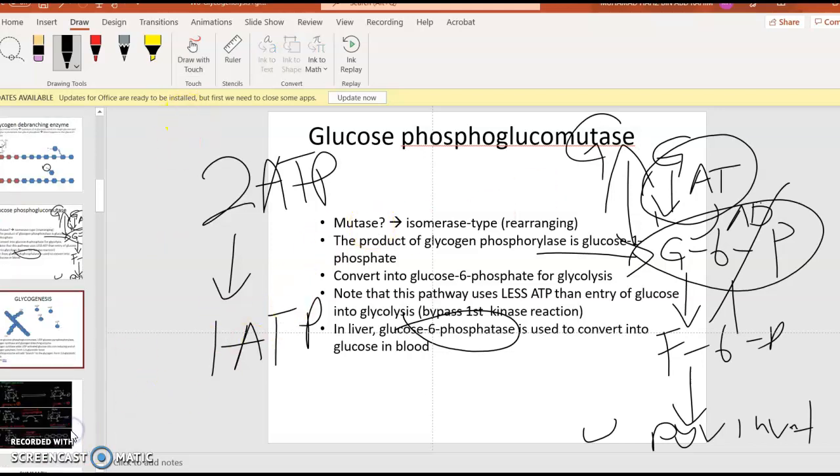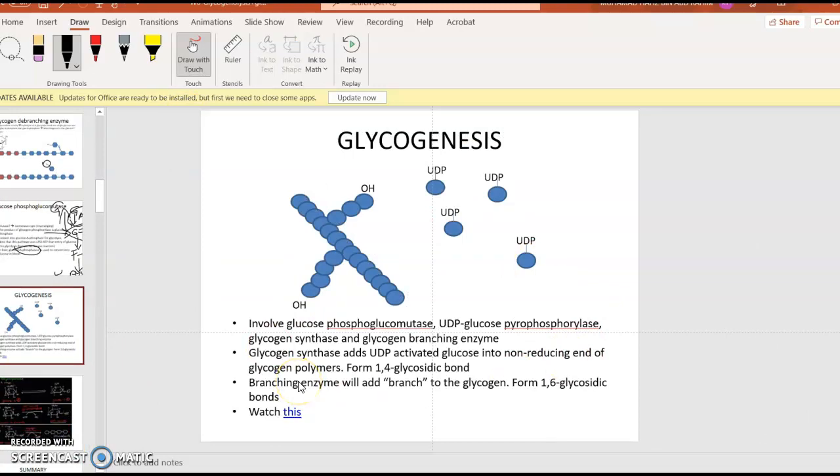Right, so this is the glycogenolysis. This is actually just the reverse reaction of glycogenesis. I will stop here because I already reached the limit of 15 minutes. I will continue in the next lecture. Thank you.